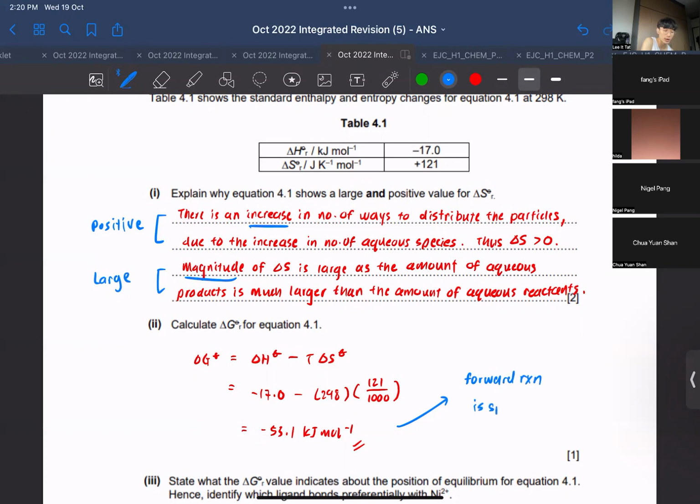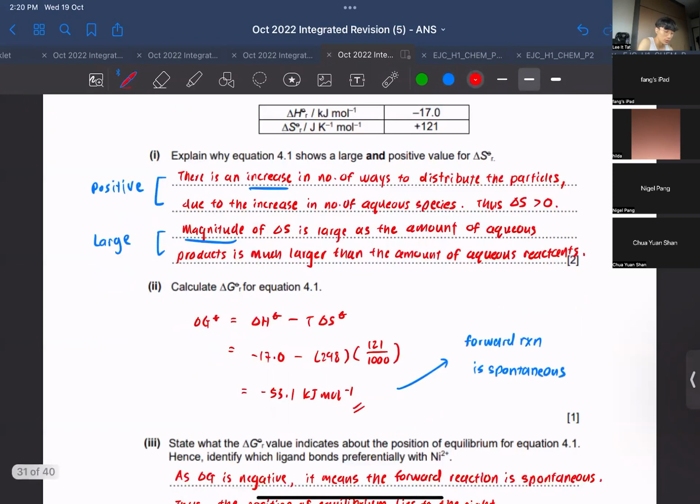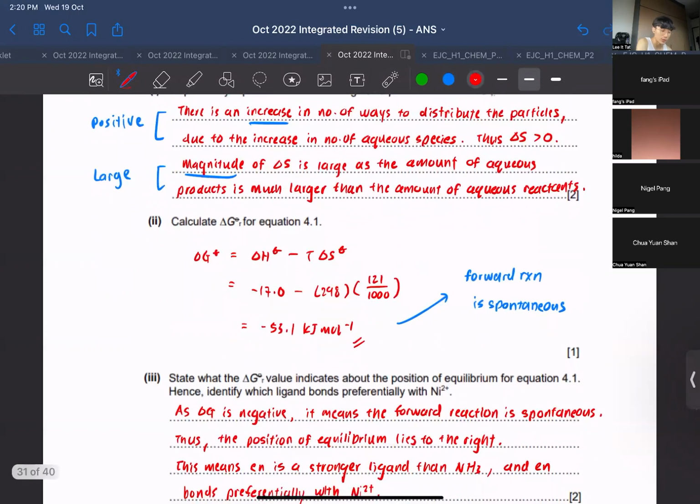From now on, you may not be wrong if you write spontaneous, but I just want you guys to clarify your answer in future, just to improve your answer a bit. It's the forward reaction that's spontaneous, especially when you discuss equilibrium concepts. So let's take a look. The forward reaction is spontaneous.